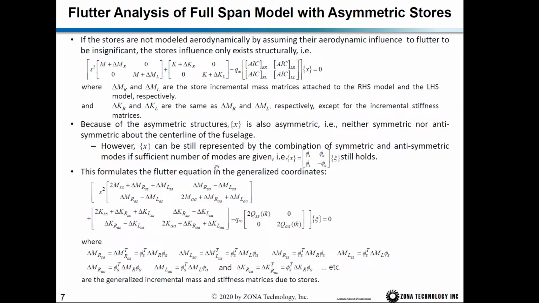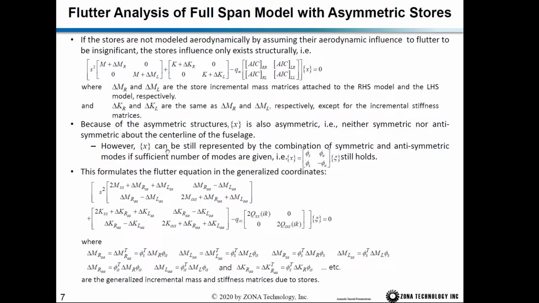Now, if you have an asymmetric store configuration, then you add a delta MR, which is the right-hand side store mass, and delta ML, which is the left-hand side store mass, and this is the stiffness of the right-hand side and left-hand side. Because we do not model the underwing store aerodynamically, the AIC is the same. Because of the asymmetric structure, the physical deformation is also asymmetric, neither symmetric nor anti-symmetric about the center line of the fuselage.